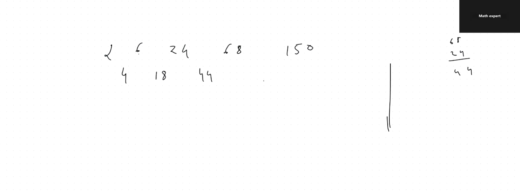Okay, now let's take one example. The first one which we would be taking the example is 2, 6, then 24, 68, and then 150. First, we will identify as to which sequence is it. Okay, so first you always try with the difference. So 6 minus 2 is 4. Then 24 minus 6 is 18. Then 68 minus 24, which gives you 44. And then 150 minus 68.